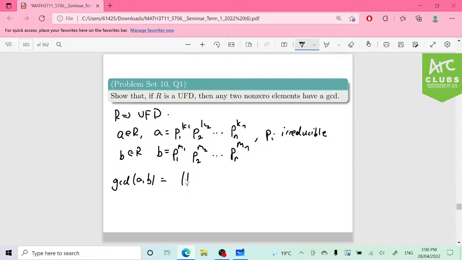So we can define the GCD of a and b to be precisely the product of all primes, i equal to 1 up to n, of pi to the minimum between ki and mi. And this is a well-defined operation. So the GCD of a and b is the product of all primes in common with a and b, and the power of each is the minimum between ki and mi. This is well defined, and therefore any two non-zero elements must have a GCD.